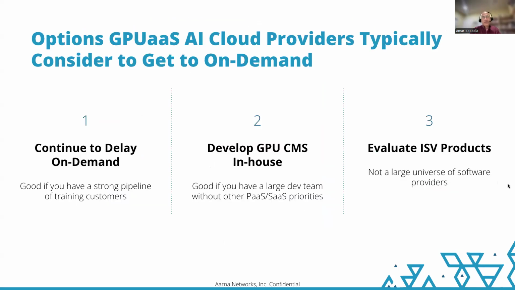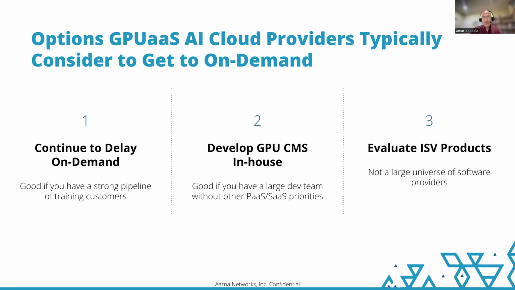What are the options? At this stage, what we see AI cloud providers typically consider are three options. One is to continue to delay on demand. Human nature, static allocation works great. You say on demand is a future requirement, let's just delay it. And that works fine if you have a very strong pipeline of training customers. There's nothing wrong with it.